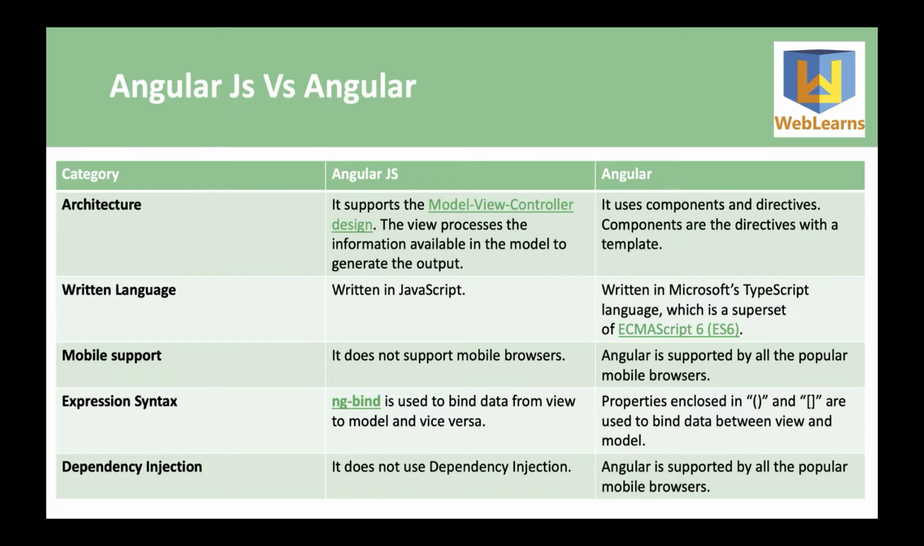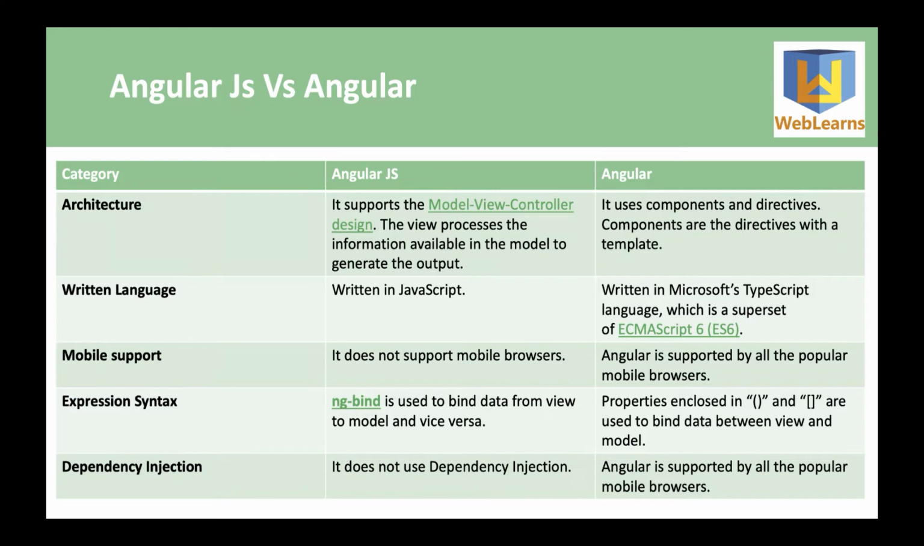AngularJS doesn't support the mobile browser, whereas Angular supports the mobile browser, and there is also a difference in the expression. In AngularJS, we are using the ng directive with the dash, for example ng-bind. In Angular, it is used with an expression and star, for example, *ngFor and *ngIf.